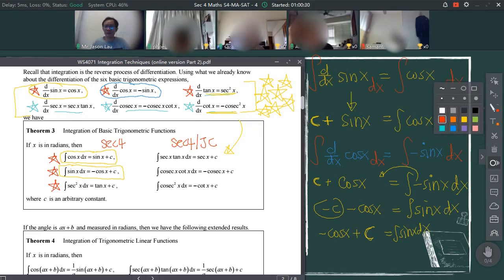Next, wait, can you re-explain why when you integrate the differentiated sine, you still get sine? This one. Oh, actually, okay, I erase it and see.